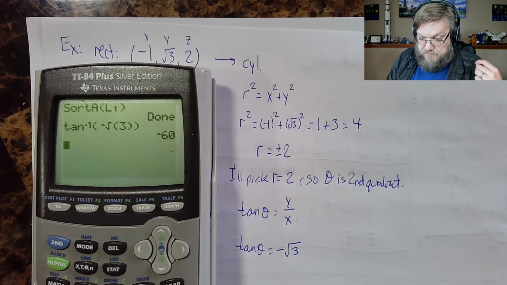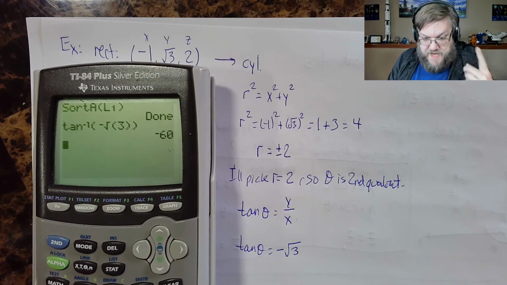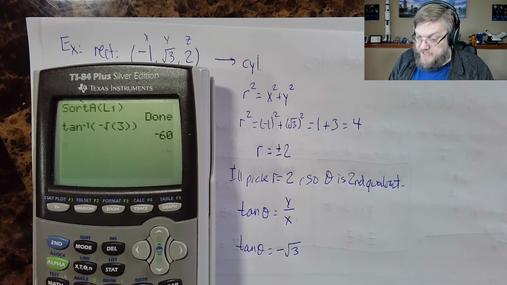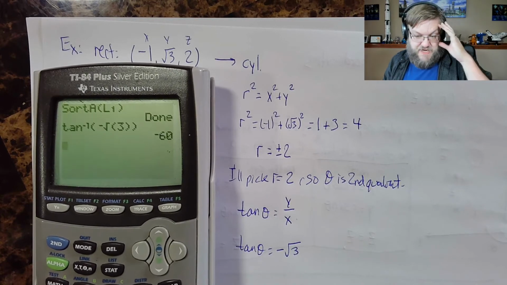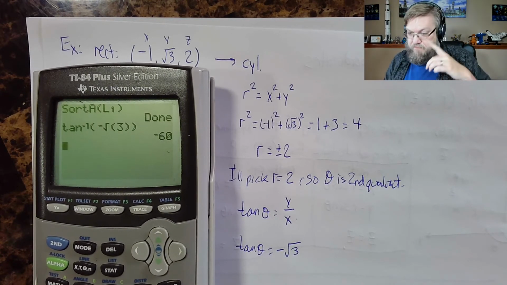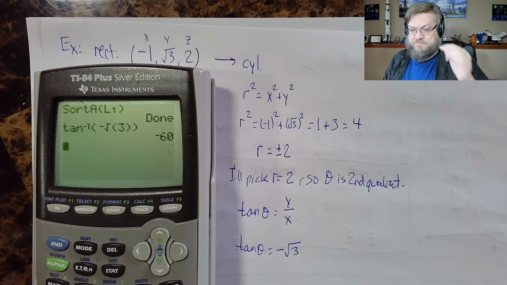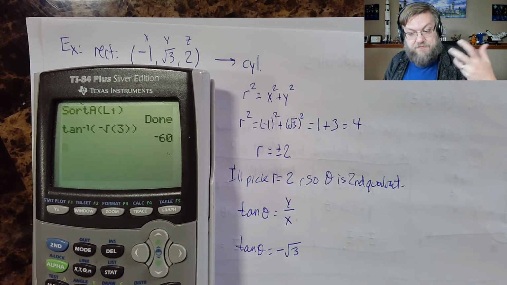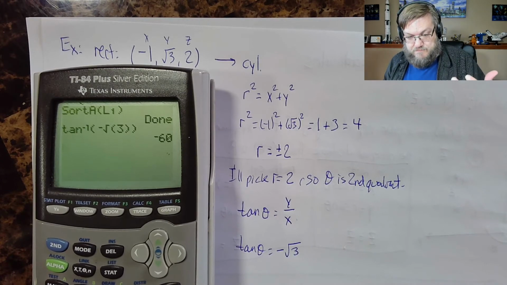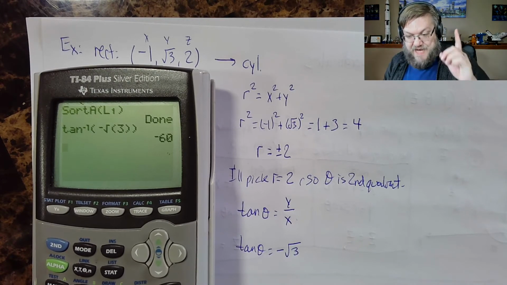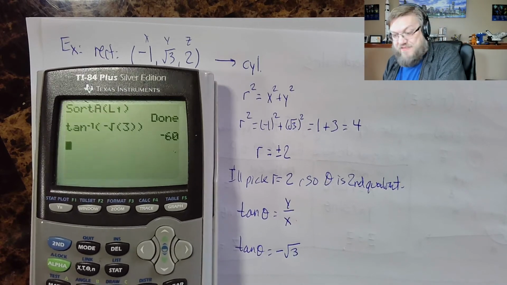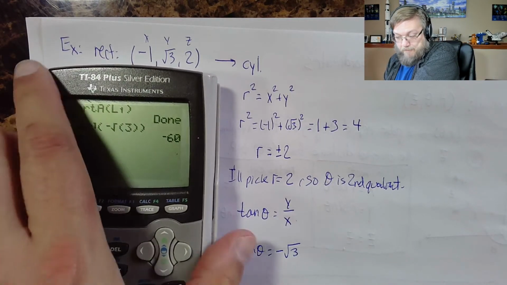See what it tells me there? Negative 60. Okay? That is negative 60 degrees, which in radians is negative pi over 3. Do you see that my calculator is giving me a fourth quadrant angle, not the second quadrant angle? Do you see that? That is something you have to look out for.